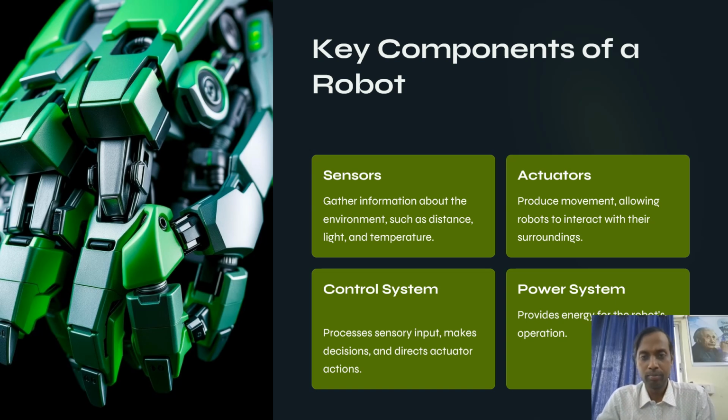Control system: process sensory input, make a decision and direct the actuator to the action. Okay, so the control system is very much needed for controlling the sensor, actuator, etc. Then comes the power system. It provides energy for robotic operation.